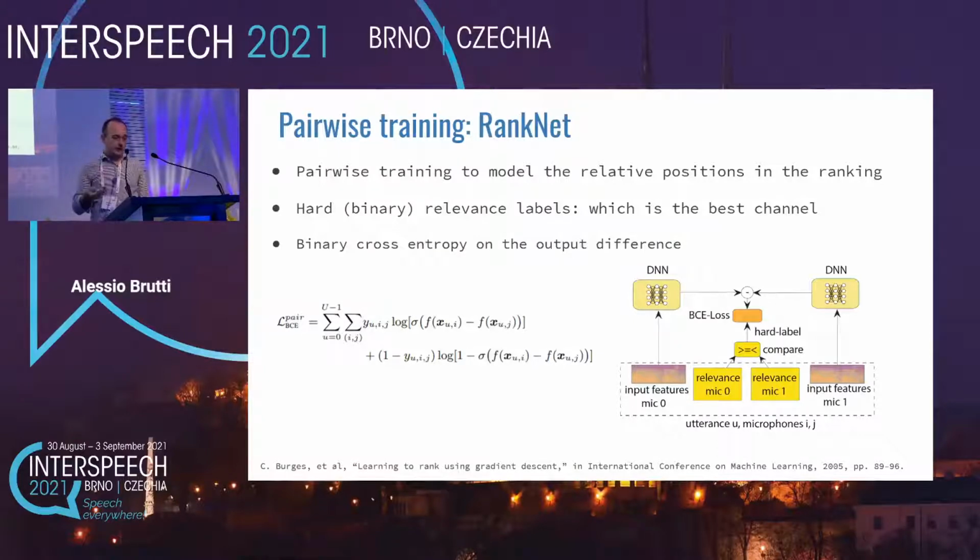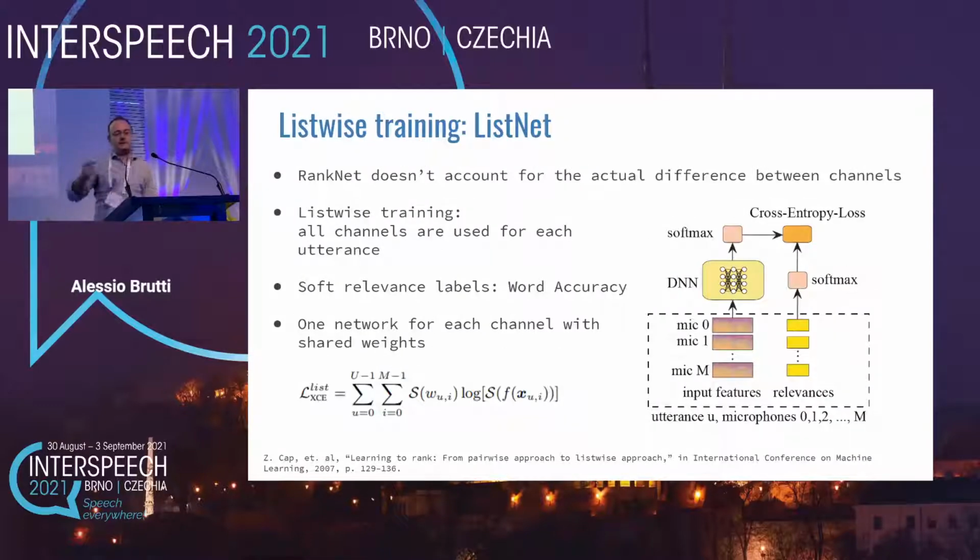However, there is still one limitation. Here we are not taking into account the relative position between the pairs. You can understand that swapping the last 2 microphones in the ranking is not a big deal; actually, we don't care at all. The problem is when you swap the first microphone. So the natural extension of RankNet is ListNet, which was introduced by Cao in 2007. And in ListNet, all the channels for a given utterance are used together.